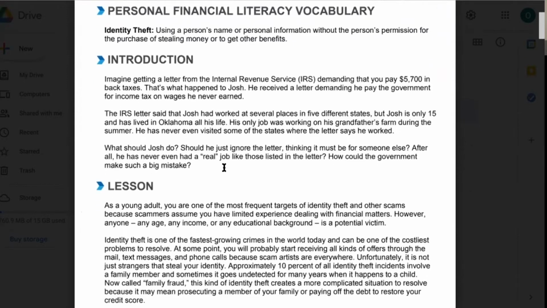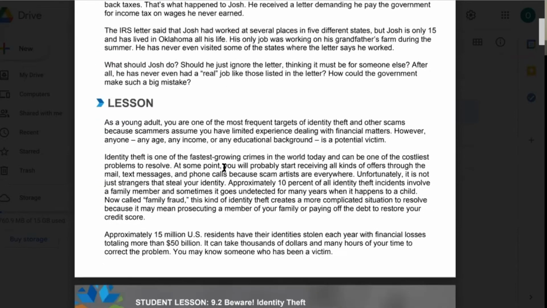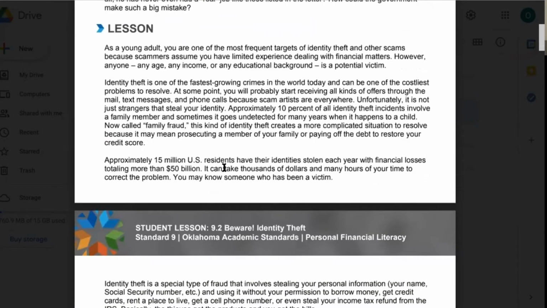Imagine getting a letter from the IRS demanding that you owe thousands in back taxes. So what's going on? Do you really owe that? Maybe you've been a victim of identity theft, and it's something to look out for and to question. So it goes through that, talks about how prevalent it is.